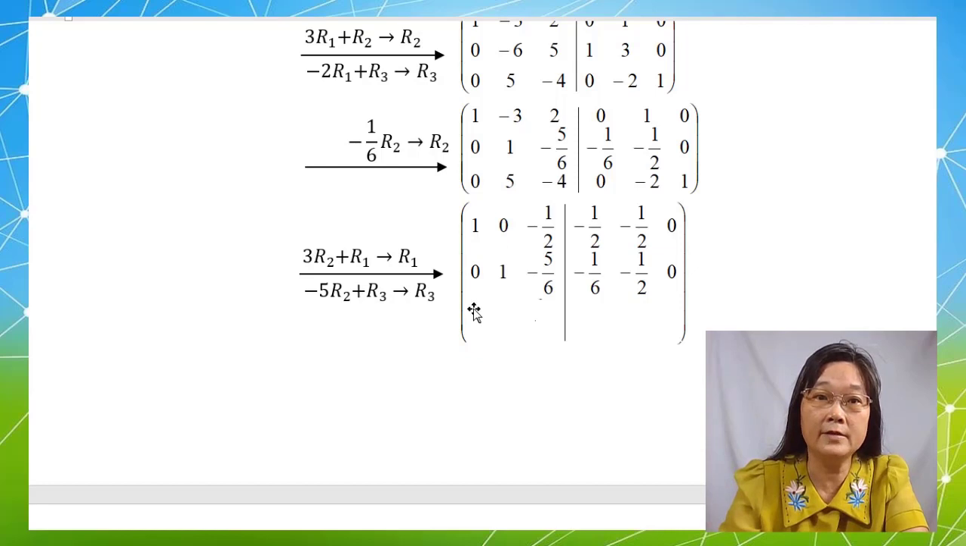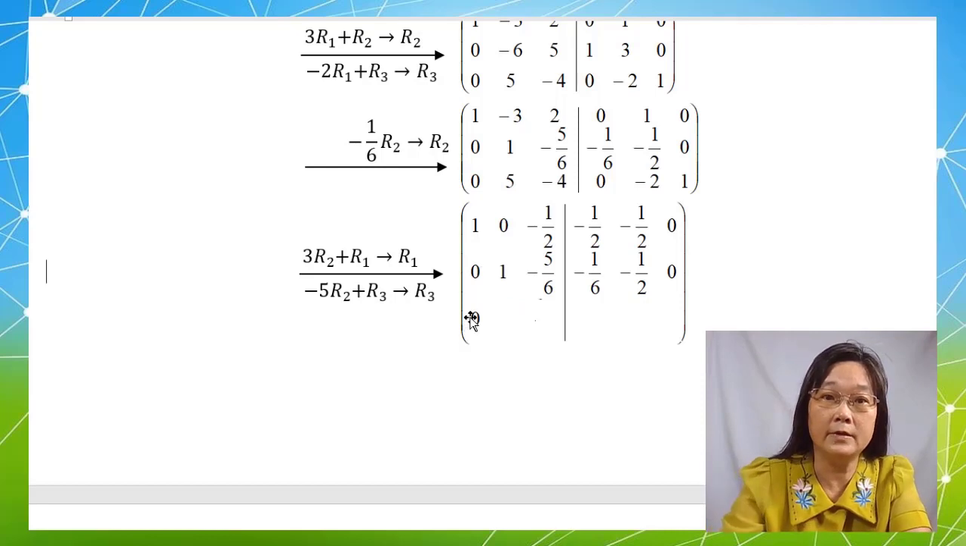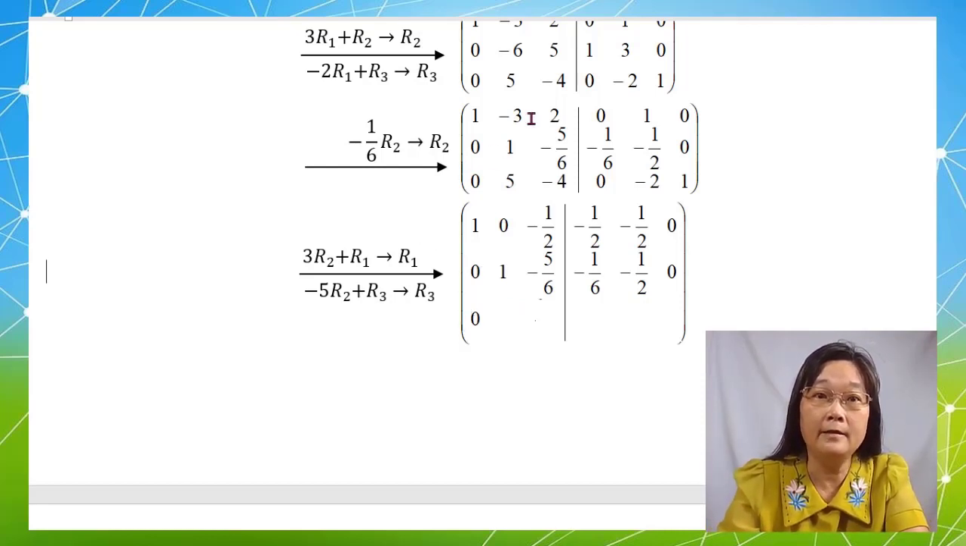Now we look at the first number. So the first number in row 2 is 0. So 0 times negative 5 is 0. Then 0 and add into the first number in row 3 is 0. So we get 0. Then for the second number in row 2, second number is 1 times negative 5.